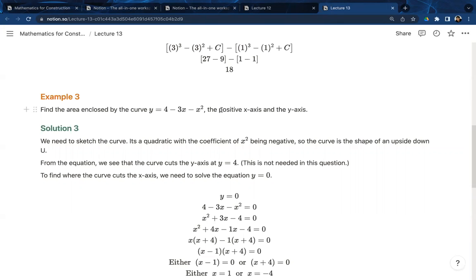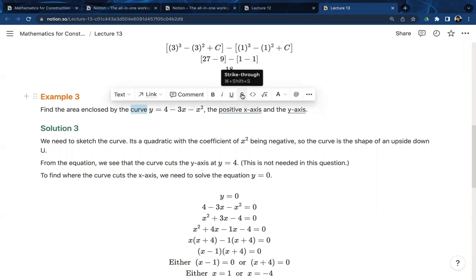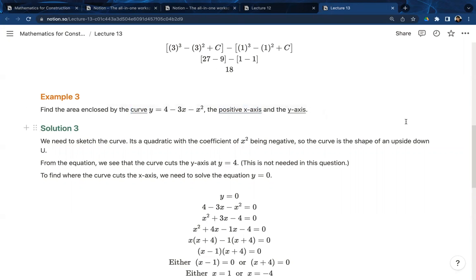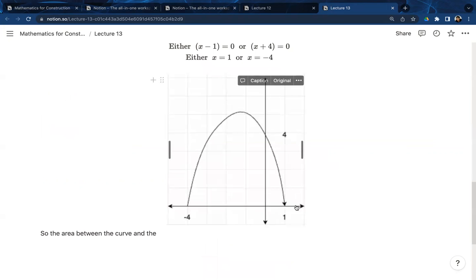So they want the positive x-axis, the y-axis, and the curve, right? So three things. If you look here, the positive x-axis is this right-hand side x-axis. The y-axis is this part here, and the curve is this downwards part here.